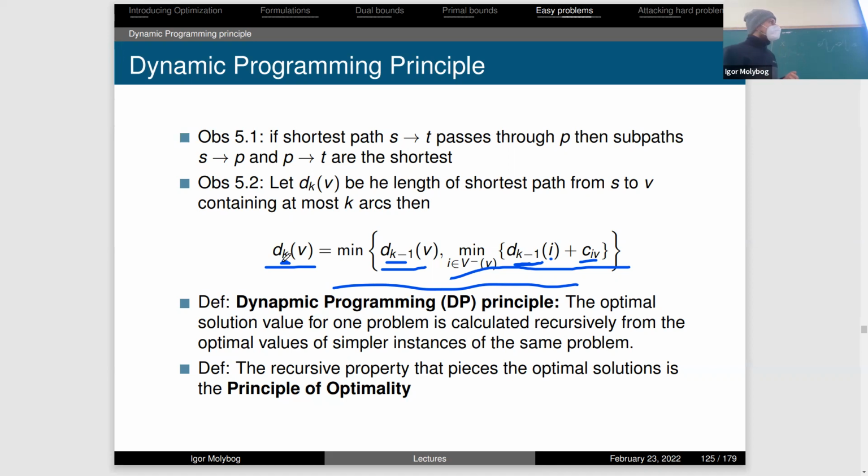It's important to note that this dk is in fact defined for any v where v is a node in the graph. So when you are implementing this kind of algorithm, you are finding shortest paths from S to all of the other nodes in the graph, including the one that you are really interested in, the node T. So what I'm saying is that the size of the graph always remains the same, and the only thing that you are iterating with is the length of the path you're considering. Any questions here?